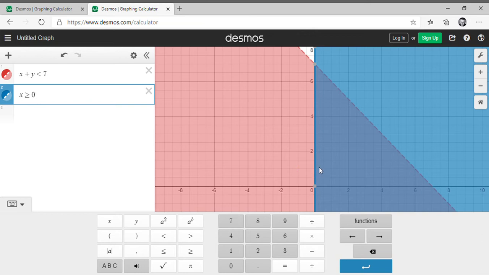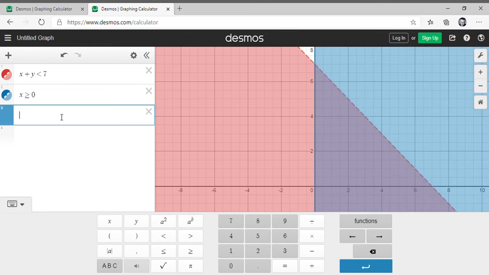Now, where the solution would be is where these two shadings overlap. So this one and the new one that we got. So the solutions would be in this darker area right here. And it will continue down to the right. But what happens if we have another restriction? Restriction is that y also cannot be negative. It can be also 0 or positive.